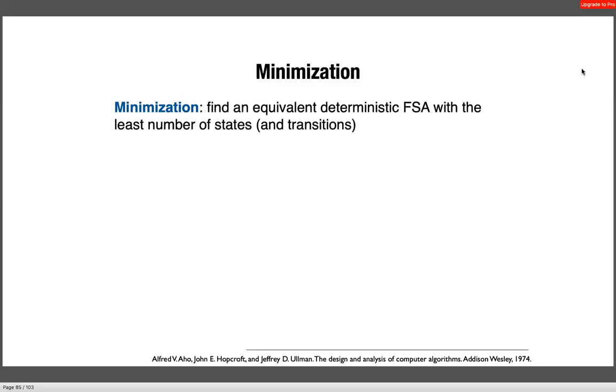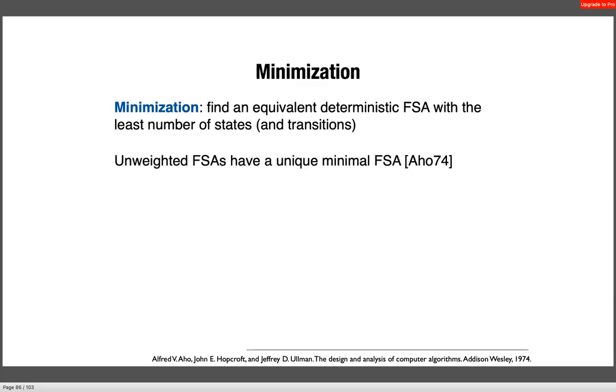So now let's move on to the last optimization algorithm in this lecture, which is the minimization algorithm. This minimization is applied to an FSA which is already deterministic, and the goal is to find an equivalent deterministic FSA which has the least number of states and the least number of transitions among all the deterministic weighted automata which are equivalent to the FSA in question.